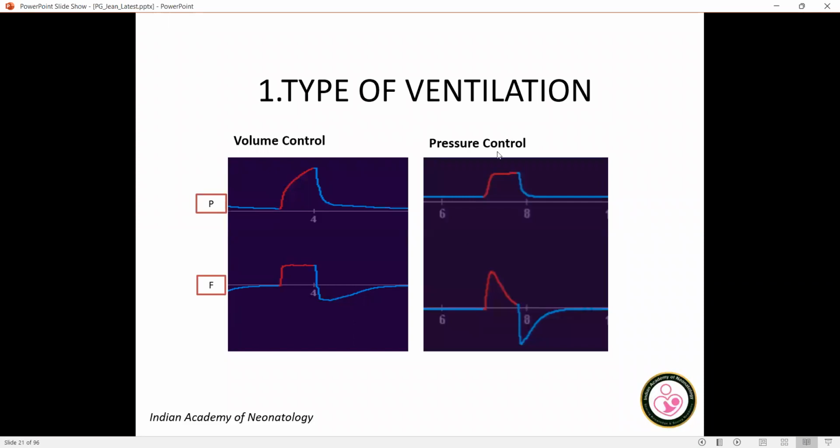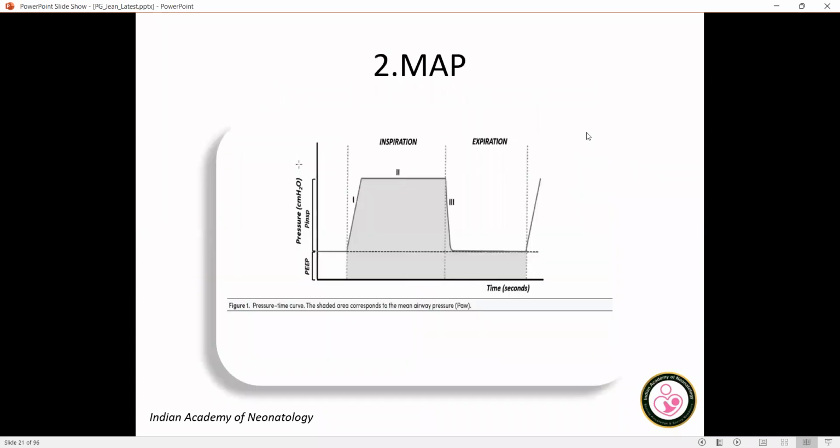So I already told that in the pressure control mode, we can see that after reaching the maximum pressure, it is maintained constant. So from seeing the square waveform in the pressure scalar, we can identify that it is pressure control ventilation. In volume control, we can see the flow waveform has a square waveform. After reaching peak flow, it is maintained at a constant level. That is what we see in volume control. So from the scalars itself, we can assess what mode of ventilation is going on.